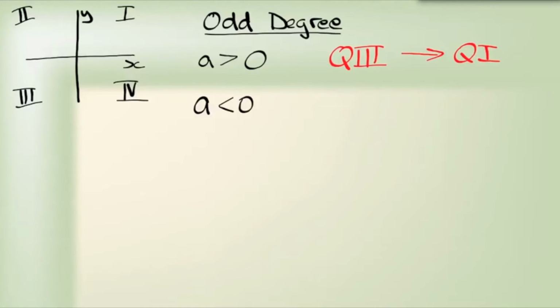If your leading coefficient is negative, if it's less than 0, then your graph is going to start in quadrant 2, your top left-hand corner, and it's going to end down in the bottom right in quadrant 4. Now it's not saying what it's going to do in the middle, but that's what the end behavior is going to be.